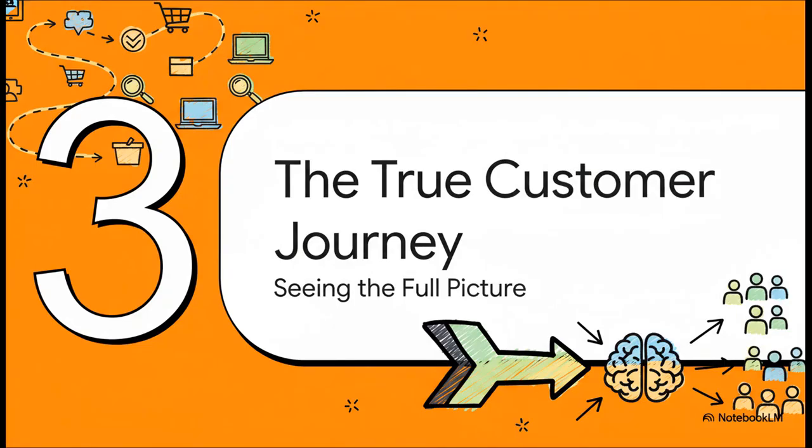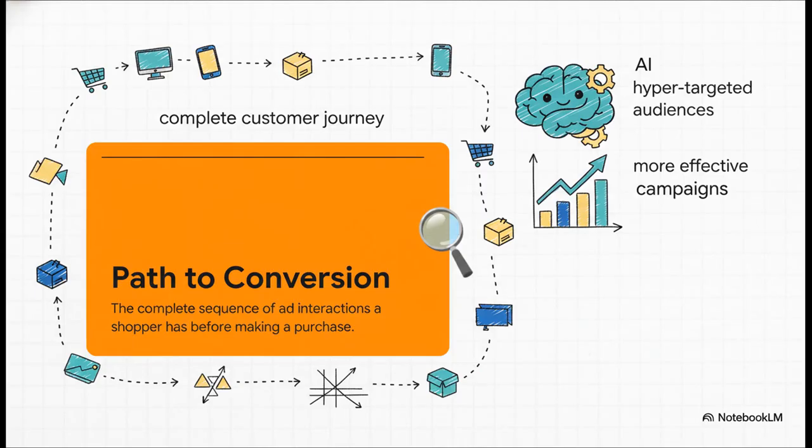So what's the first big thing AMC helps you do? Well, for the very first time, you can see the complete true customer journey, how shoppers actually find and decide to buy your products. No more guesswork. It does this with a report called Path to Conversion. And it's exactly what it sounds like. This report lays out the entire sequence of ads that customers saw before they hit buy.